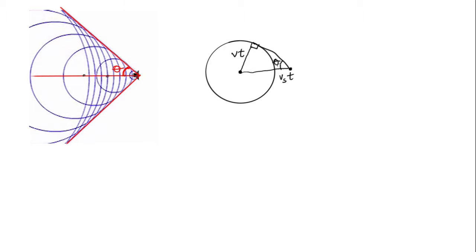And so we know that sine theta is equal to opposite over hypotenuse. And so sine theta is equal to opposite vt over vst. And you can see the t's cancel out, so that's equal to v over vs. So we've now come up with an expression for sine theta, the angle that our shock wave makes with the path of the moving object, the source of the sound.